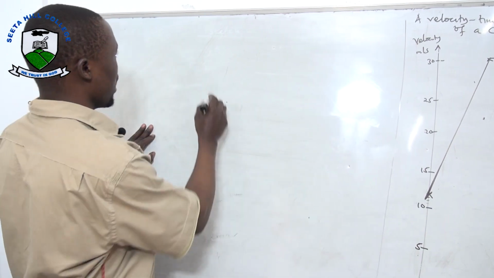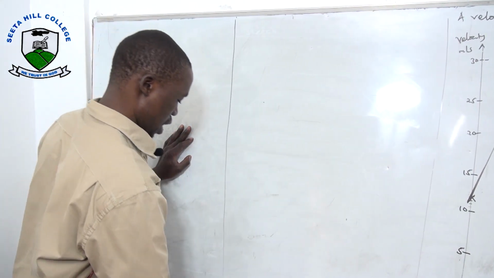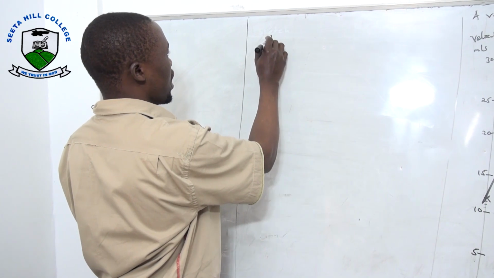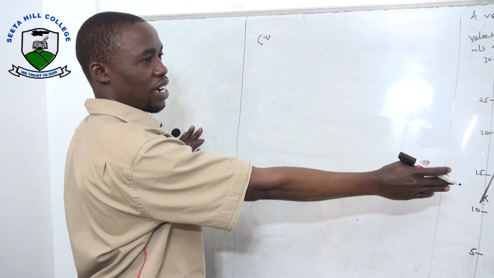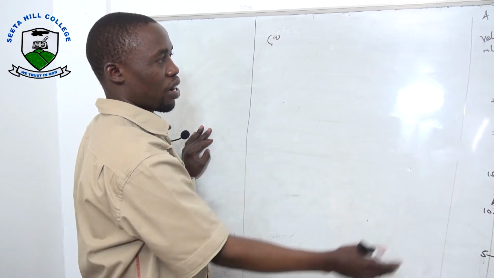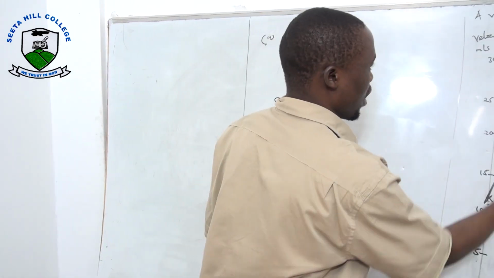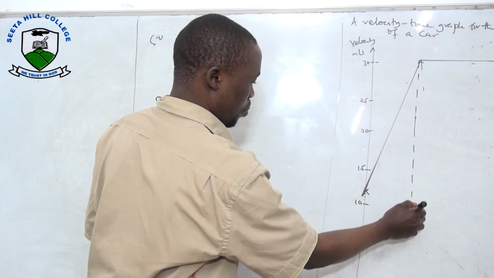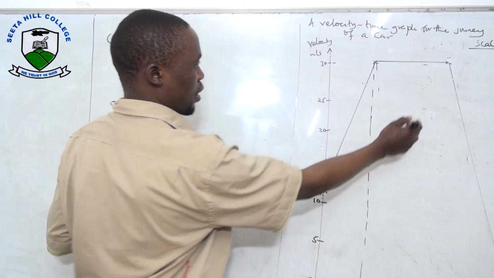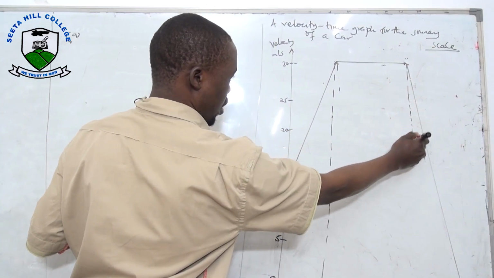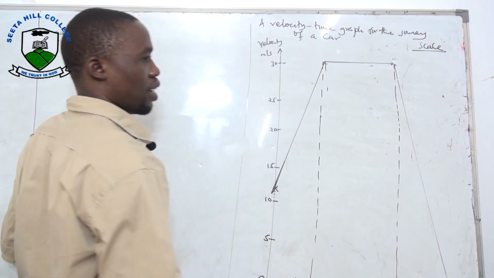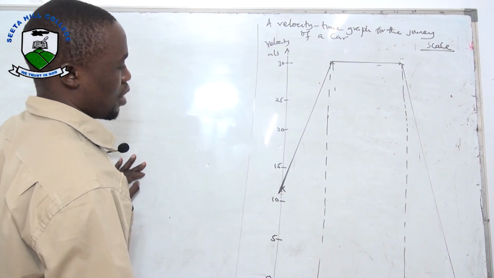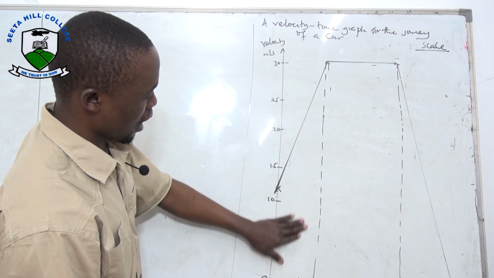How do you find the distance? We say the distance, just get the area under the graph. We divide it. Just divide it into several shapes. I think you see that? Could we use the whole of this as a trapezium?